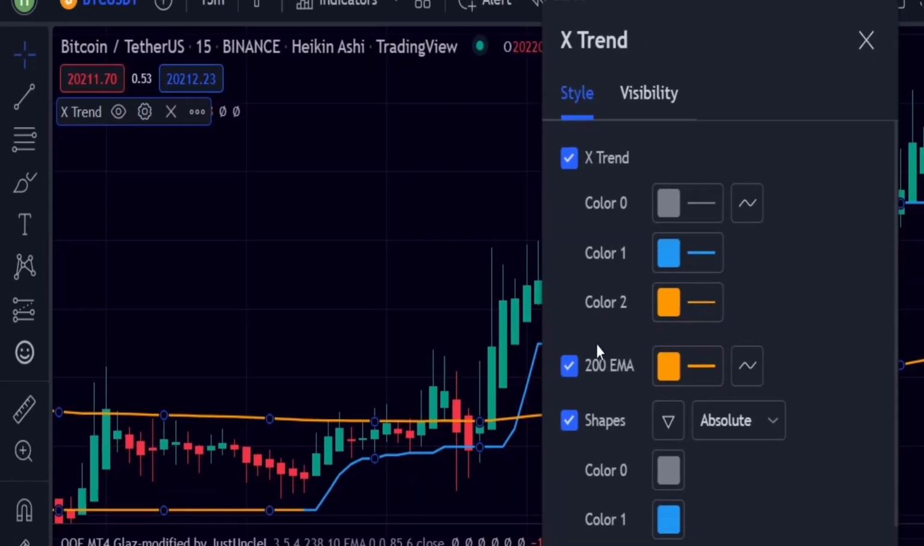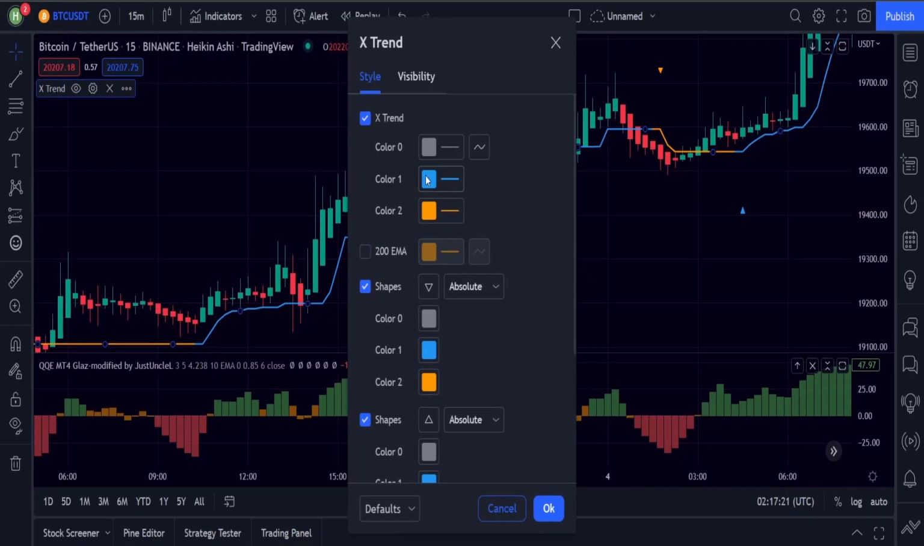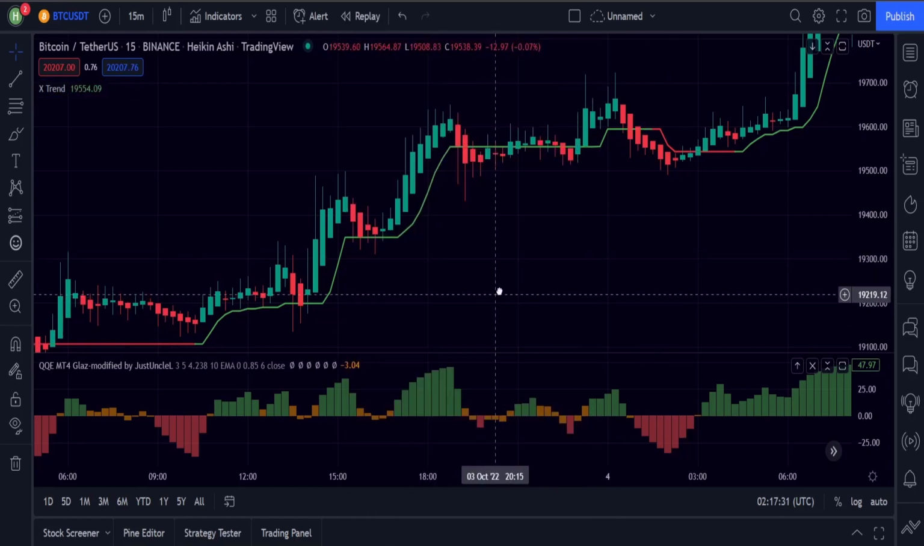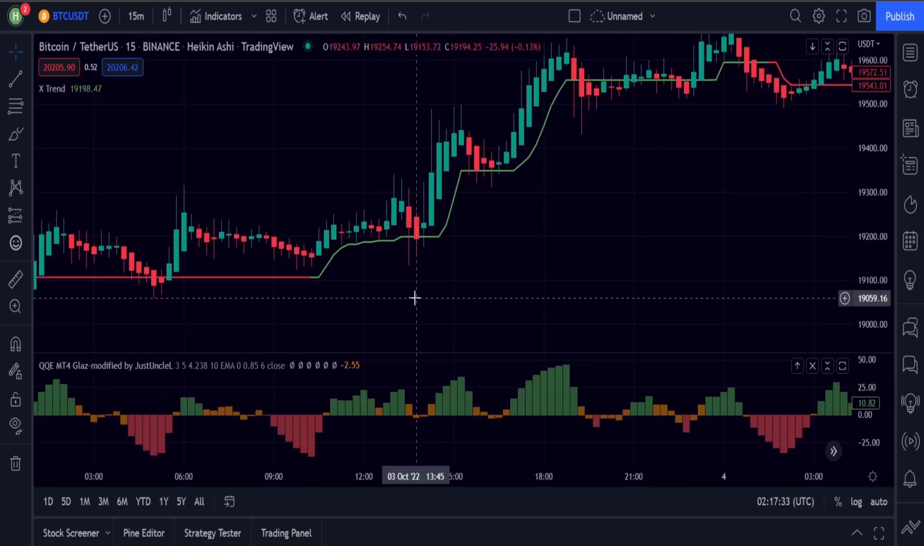Now let's make some changes to the settings right here. We're going to get rid of the 200 EMA. We're going to change some of these things. We're going to change color 1 from blue to green and color 2 to red. And then we're going to uncheck shapes. Click OK, and now your chart is set up.